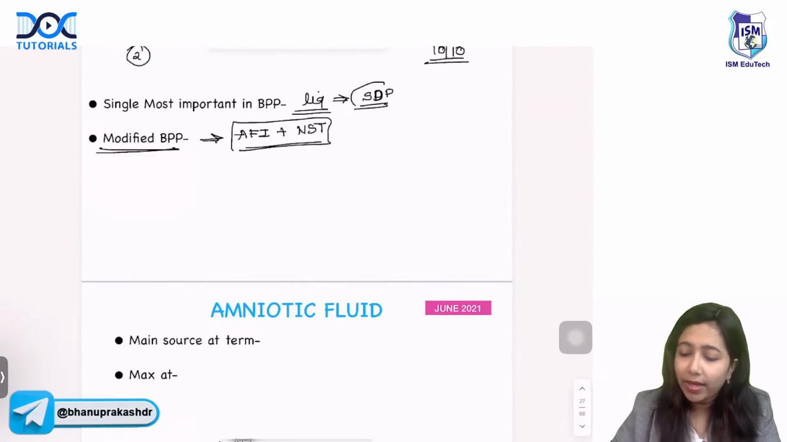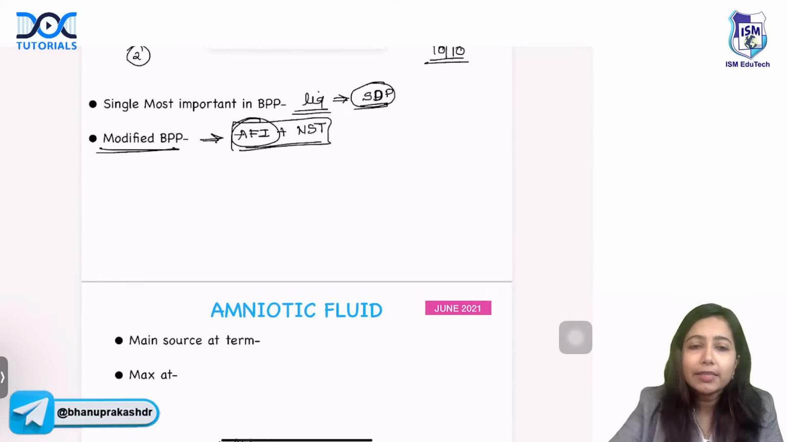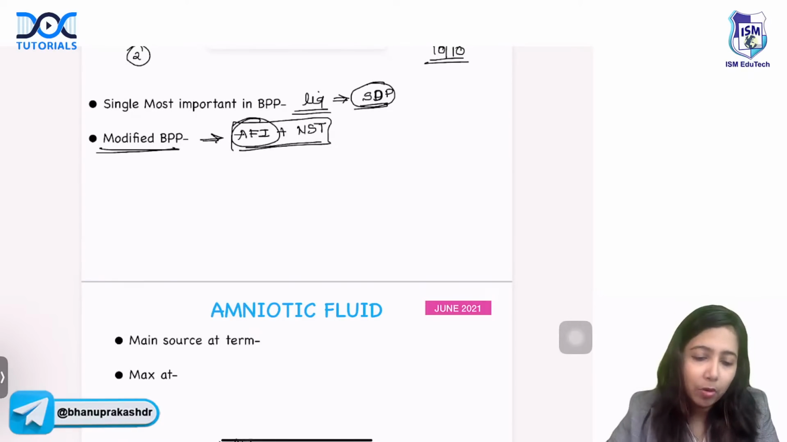So as we are discussing, we have SDP, single deepest pocket, and AFI. To understand this, let me tell you a bit more about amniotic fluid index. Yes, Jimmy has absolutely rightly mentioned AFI: modified is AFI and NST. Perfect, Jimmy, that's correct.